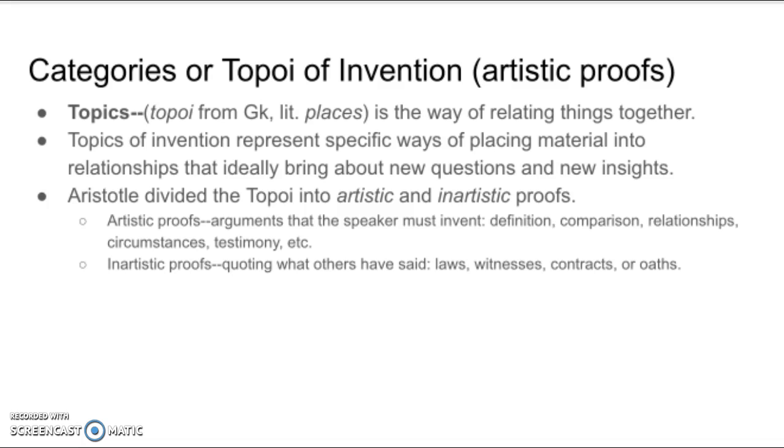Inartistic proofs, on the other hand, are using things that already are established by quoting what other people have said. So, for example, quoting laws, using expert witness testimony, the use of contracts or oaths. All of those are considered inartistic proofs.